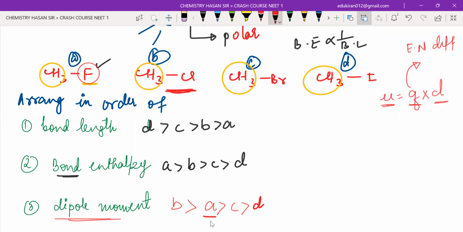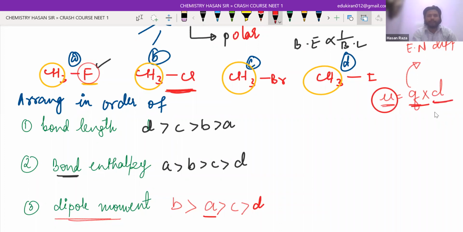Sir, can you repeat the reason again? See, mu depends upon Q and D, and generally this mu is totally dependent on the electronegativity difference, the charge. As you can see, fluorine is the most electronegative, so the charge difference will be more here. Chlorine is also the fourth most electronegative element: fluorine, oxygen, nitrogen, and then chlorine.